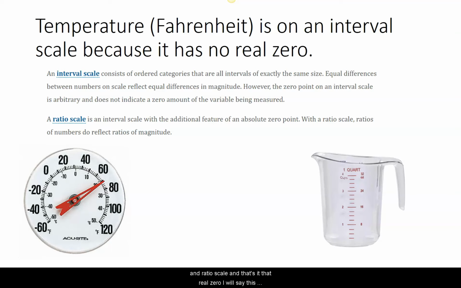I will say this, this is the only time that we'll visit this material on scales. For the most part, we'll just assume that everything that we're speaking of in the future is on a ratio scale.